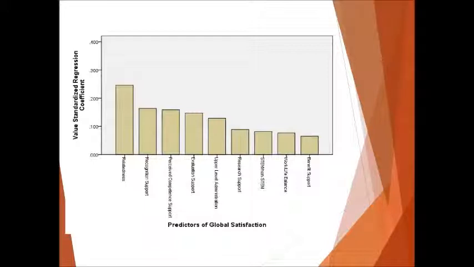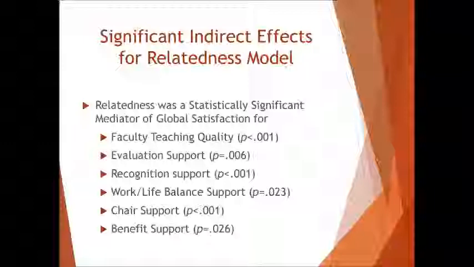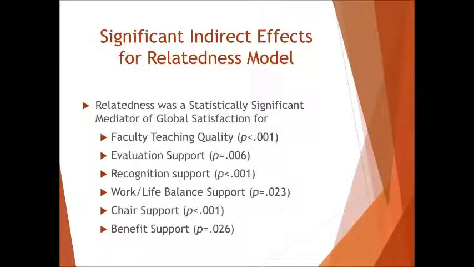And global satisfaction outcome, relatedness is the single strongest predictor there, and you can see a number of other variables or constructs that are significant there. And there's some indirect effects here, too, that heighten the role of faculty teaching quality, evaluation support, recognition support. Work-life balance gets heightened here as a predictor of satisfaction, as is chair support and having good benefits.